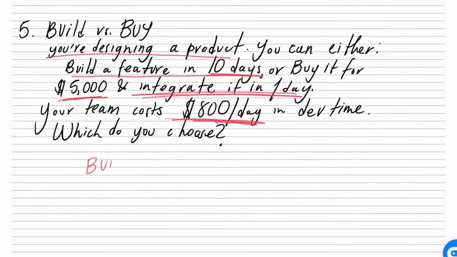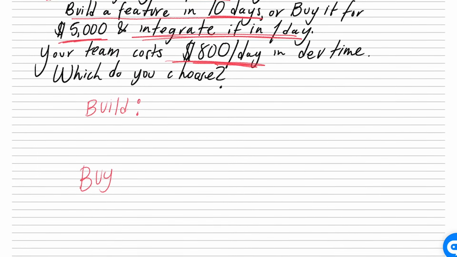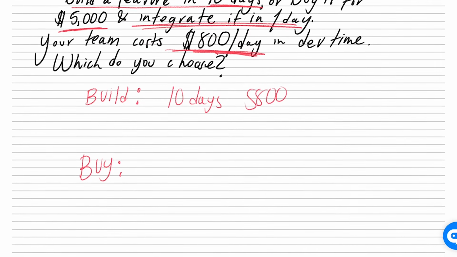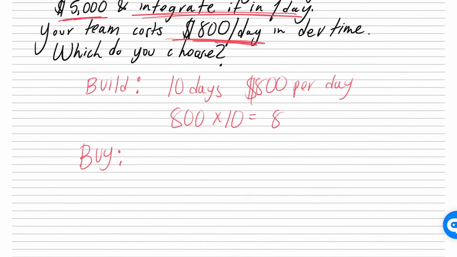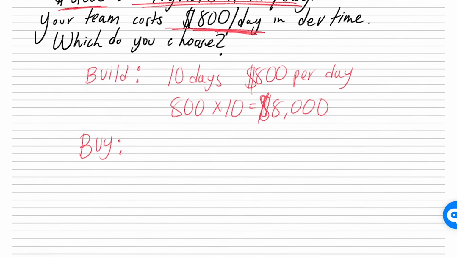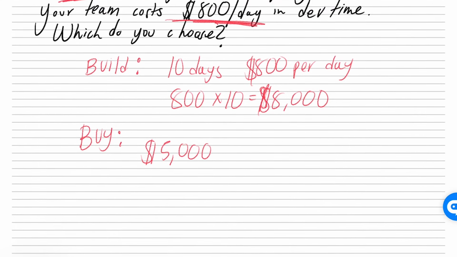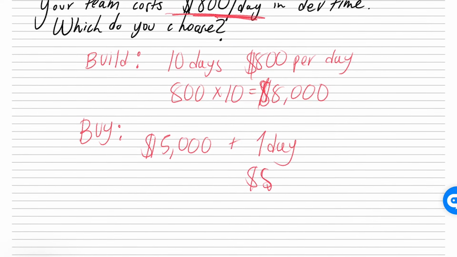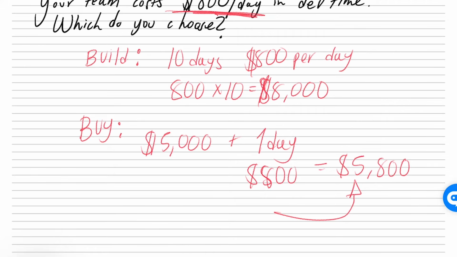So, this is kind of simple. What we'll do is we'll calculate how much it costs to build, and then we'll calculate how much it costs just to buy it. So, it'll take 10 days for us to build it, and it's $800 per day. So that is 800 times 10, right? And we get 8,000. So it'll be $8,000 for us to build it on our own. Okay? But it's $5,000 for us to get it and 1 day. So that would be $800 because it's $800 per day. So it would be 5,800. So the smarter choice is to just buy it.